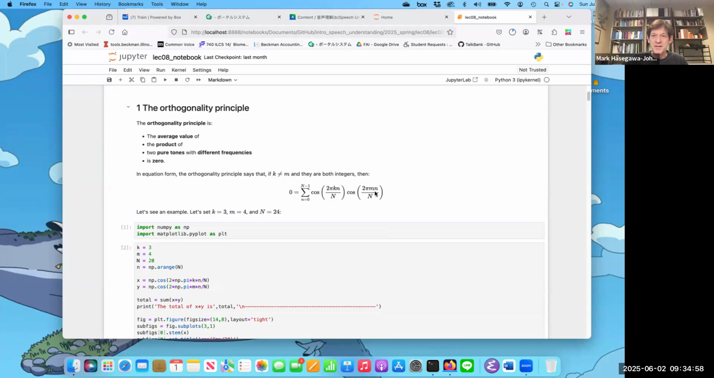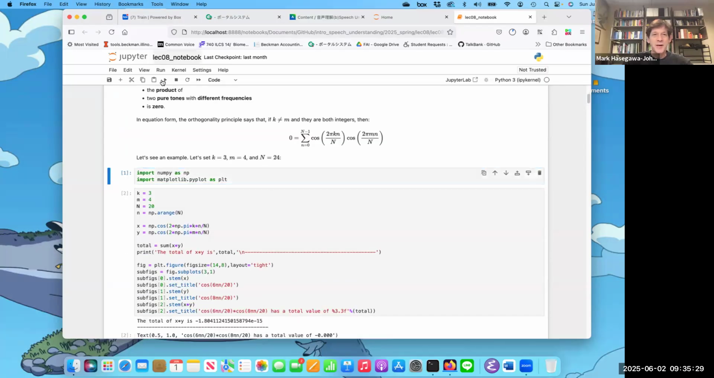This is really the main formula for Fourier transform analysis. If you have an input cosine, which is at some frequency m, and you multiply it by a cosine at some other frequency k, and then add over one complete period, then the sum is equal to 0. For example, if k is equal to 3 and m is equal to 4, if I add over one complete period, then the sum is equal to 0. So I want to show you how that works.